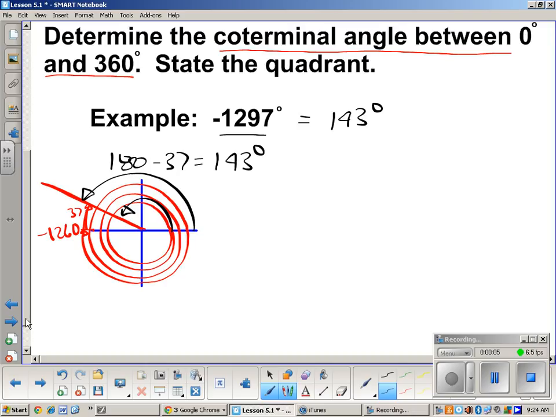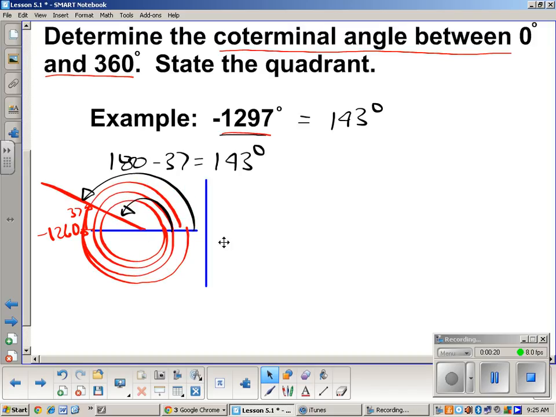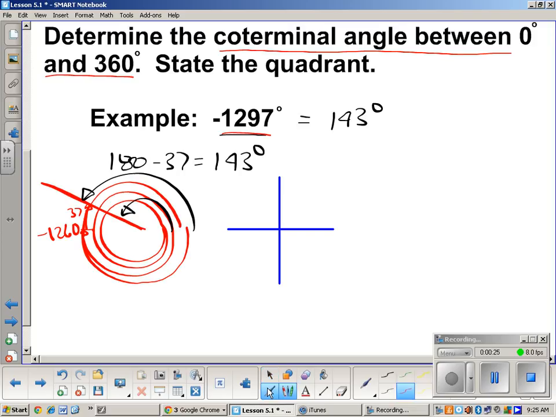Just real quick again for those who watch this at home, and I didn't have it recording, so I'll run back through this. To find negative 1297 degrees, we started right here and went this direction.